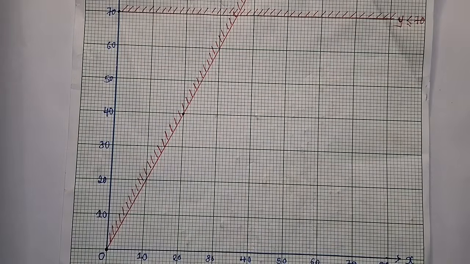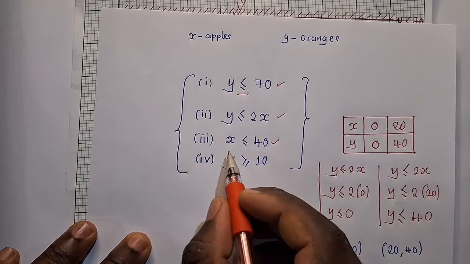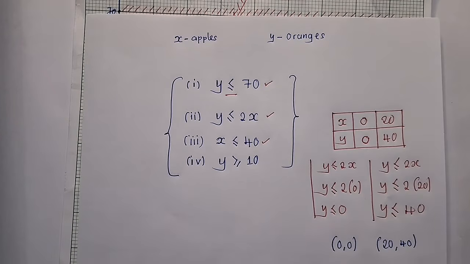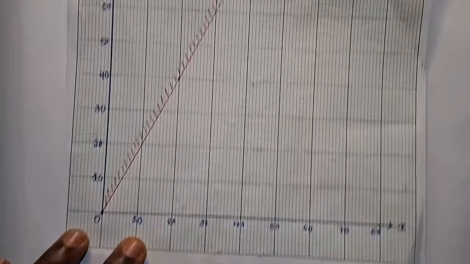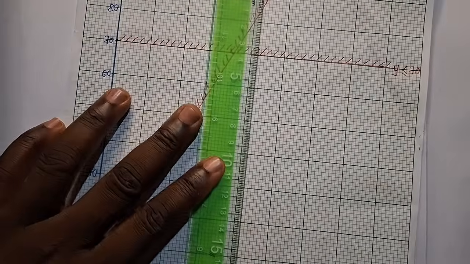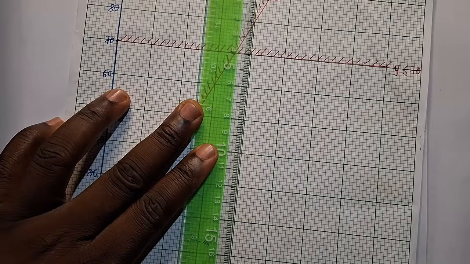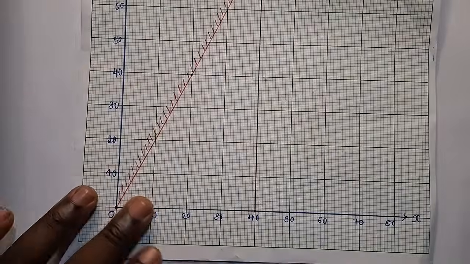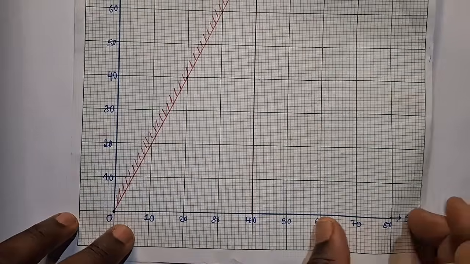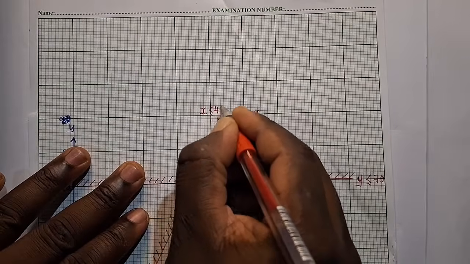We go to the next one. The next one is right here. One letter only. They are saying x is less or equal to 40. So we follow the x-axis. This is the x-axis. 40 is right here. So the inequality will pass at 40. So this is 40. Okay, so it's passing at 40, we can see. And you also indicate that this is x is less or equal to 40.